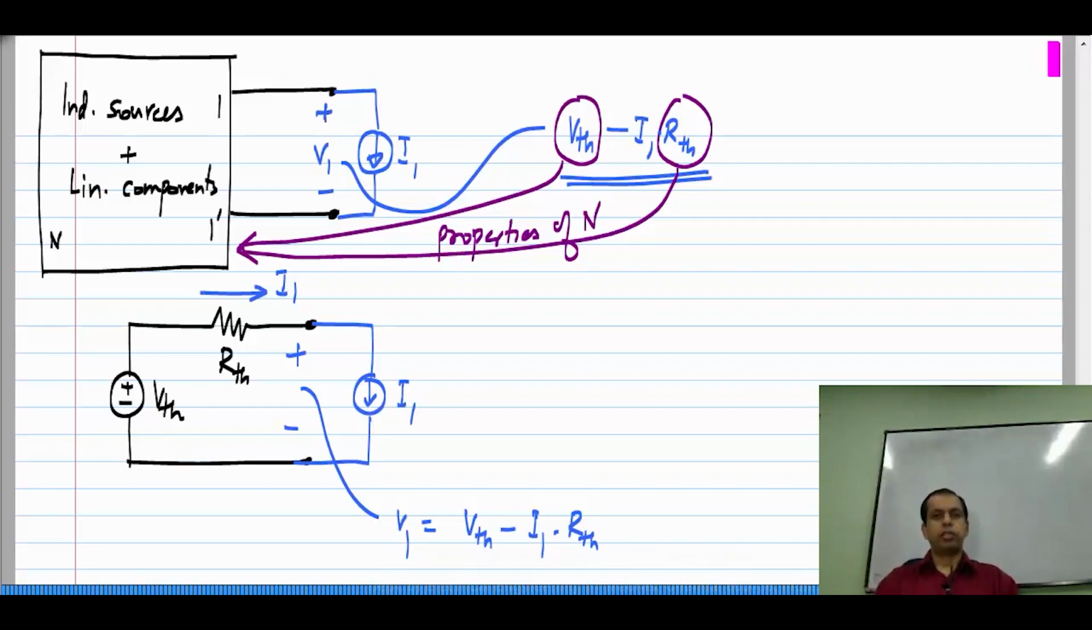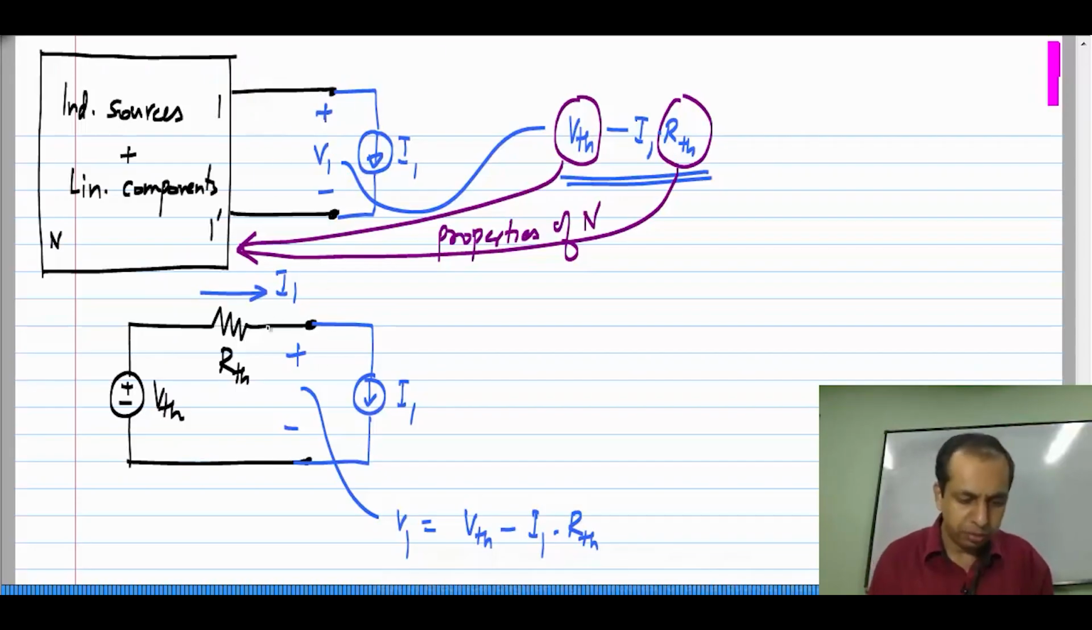Okay. So, a series combination of V t h and R t h will model this circuit. The only condition is this circuit should have only independent sources and linear components. Why linear components? Because we use superposition in the derivation of this, which is valid only for linear circuits. Okay. So, as long as this circuit has only independent sources and linear components, it can be modeled exactly by these two quantities V t h and R t h, where V t h is the open circuit voltage of this at the terminals 1 and 1 prime.